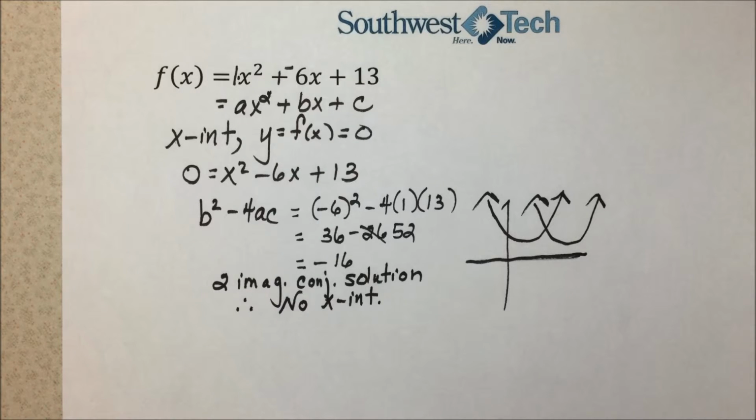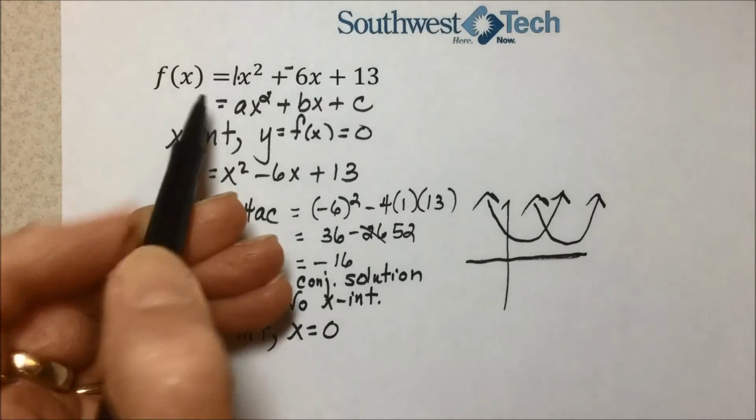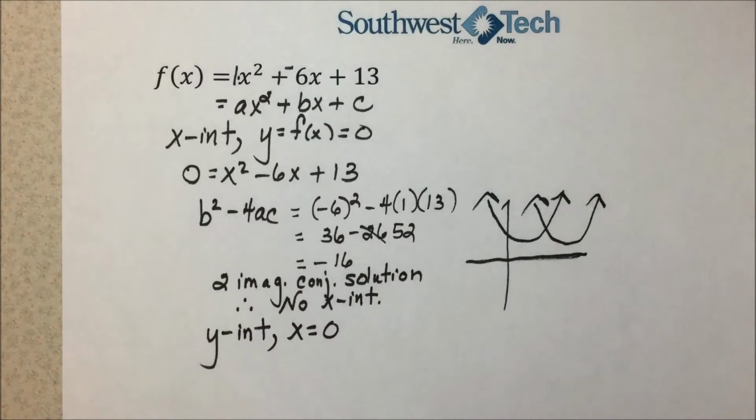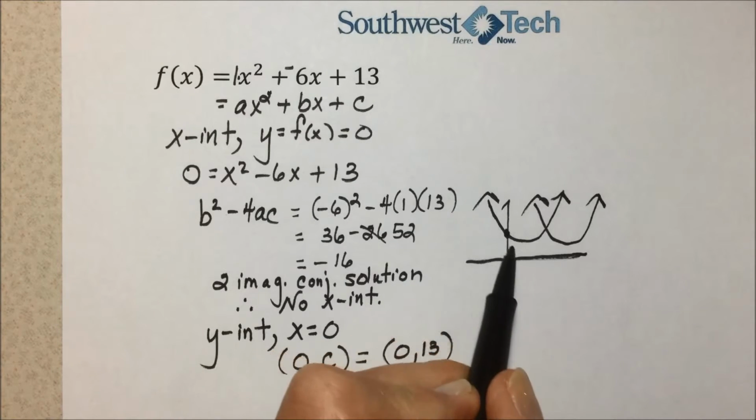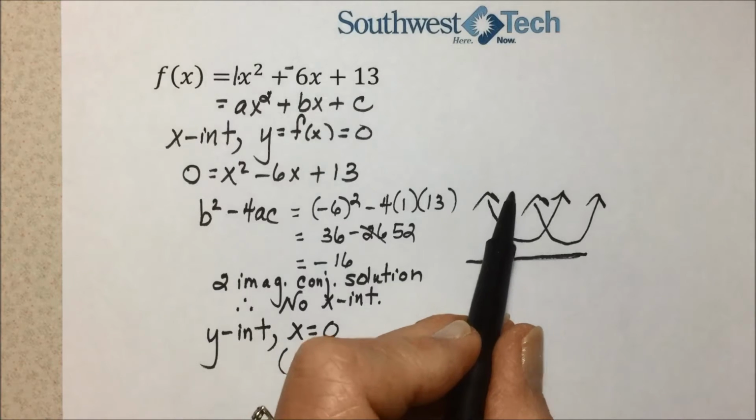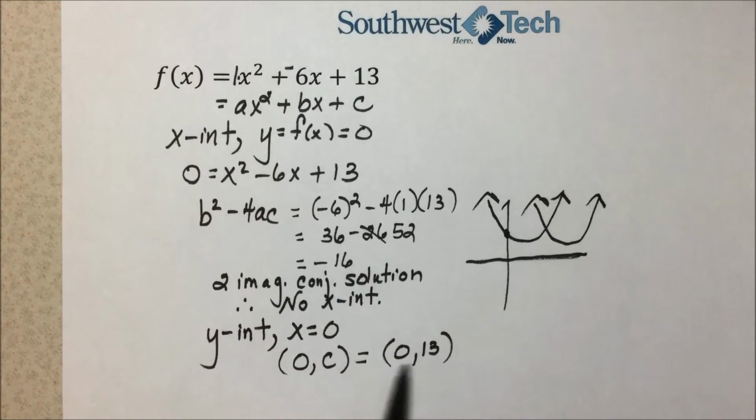The second question does ask us for the y-intercept, which means we're letting x equal 0, and we can solve that and find that it's 13, or recognizing from general patterns that it's going to be the point (0, c), which we've already identified. So this parabola would be intersecting here. Again, I don't know where the vertex is. It could be way over here to the left, but the y-intercept would be at (0, 13).